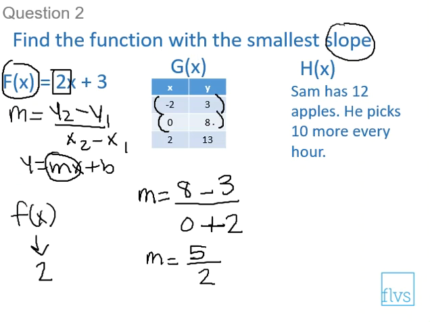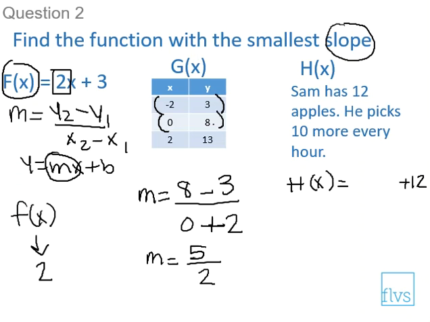And the third function, h of x: Sam has 12 apples. He picks 10 more every hour. So we're going to write that as a function. So 12 is where he starts. Remember when we talked about graphing, the y-intercept is where we started. And so that would be the starting point, the 12. So he picks 10 more every hour.